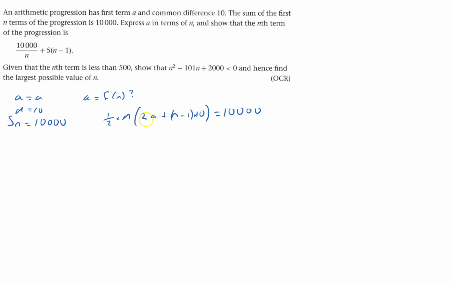Half of n times 2a, so half times 2 is 1, that'll be an. Then half n times 10n minus 10: half times 10 will be 5, n times n will be n squared, and n times minus 1 will be minus n, and that equals 10,000. I need to get all of this onto the other side, so an equals 10,000 minus 5 times n squared minus n.